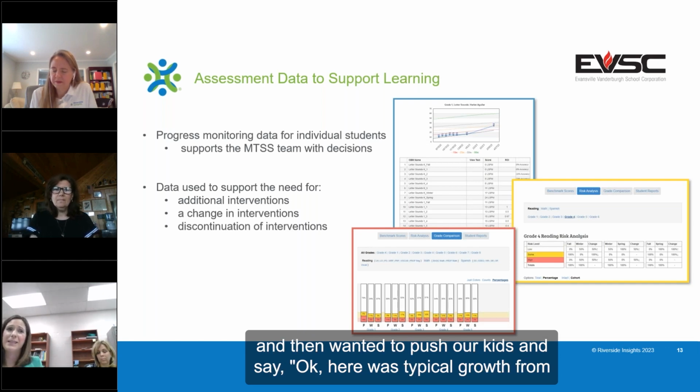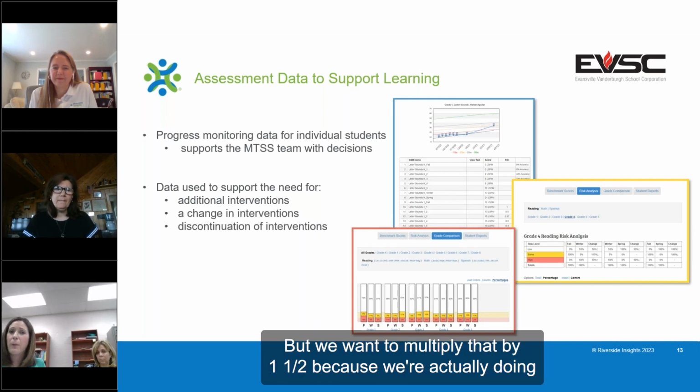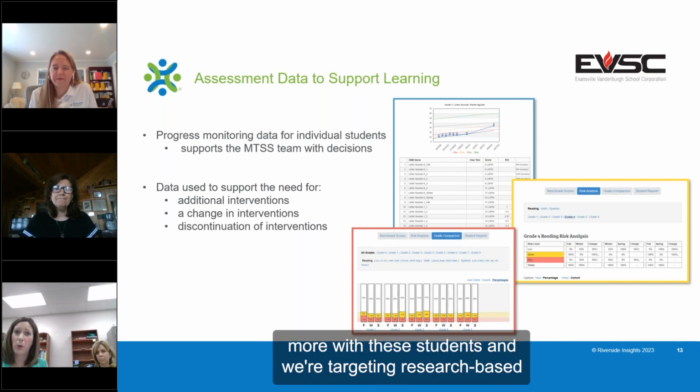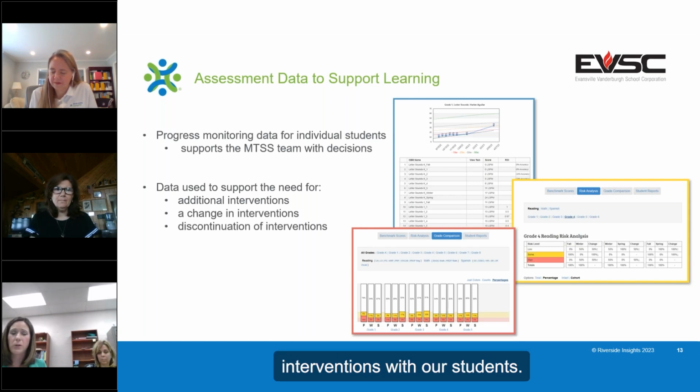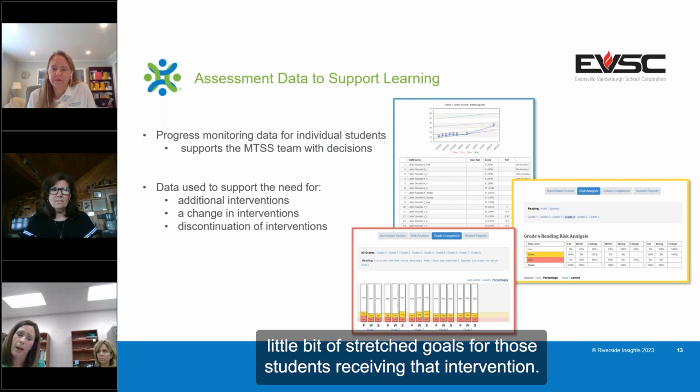then wanted to push our kids and say, okay, here was typical growth from the beginning of the year to the end of the year, but we want to multiply that by 1.5 because we're actually doing more with these students and we're targeting research-based interventions with our students. So we did multiply that by 1.5 and set that as a goal. And so we had a little bit stretched goals for those students receiving that intervention.